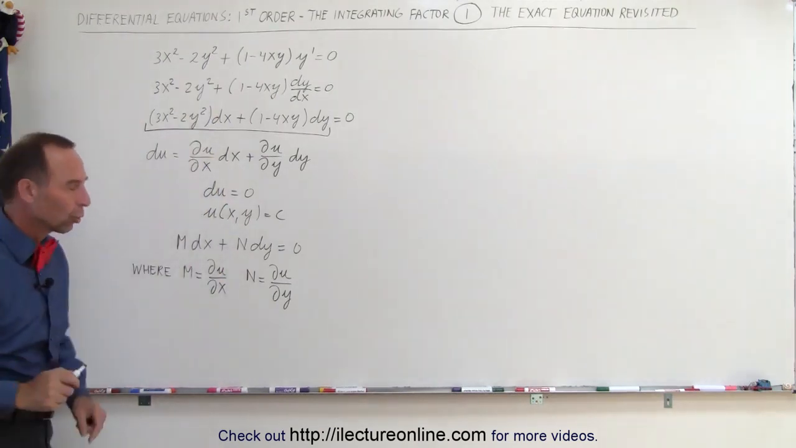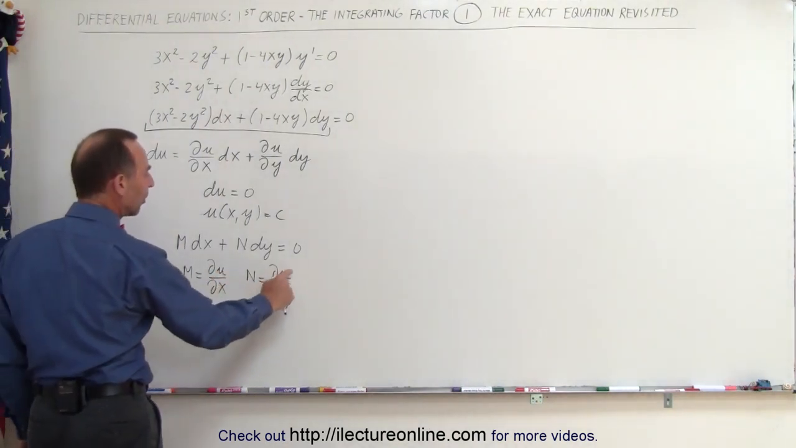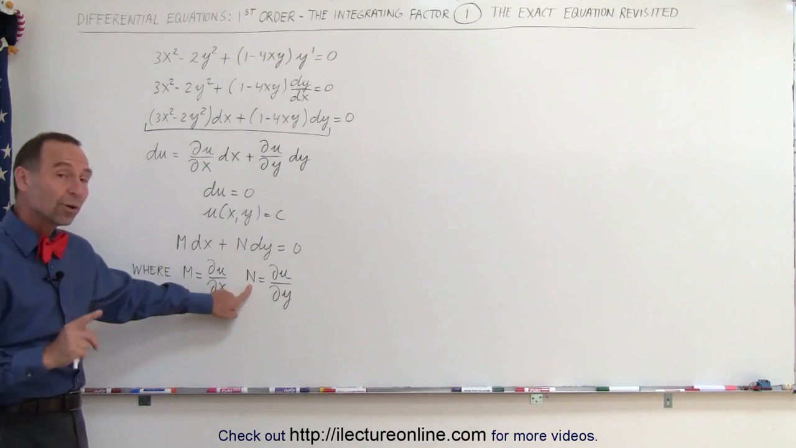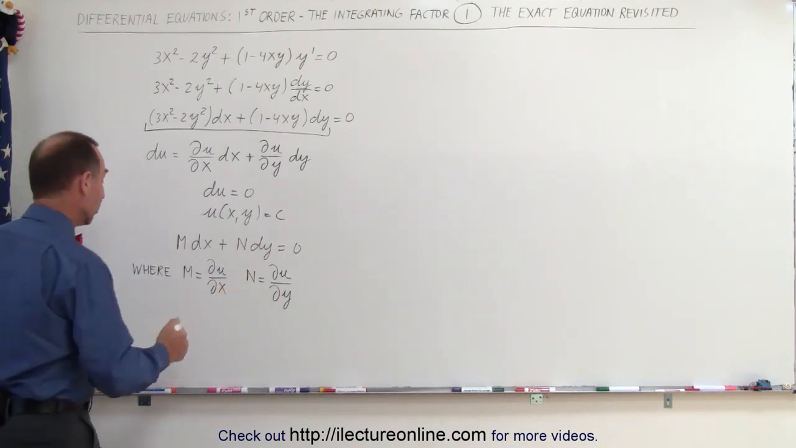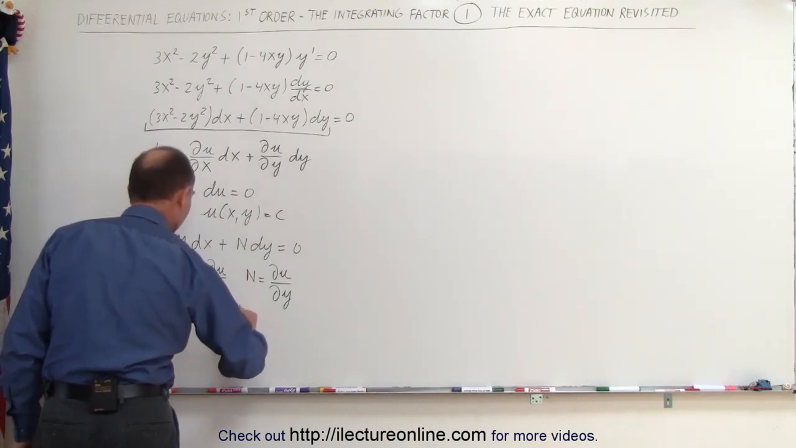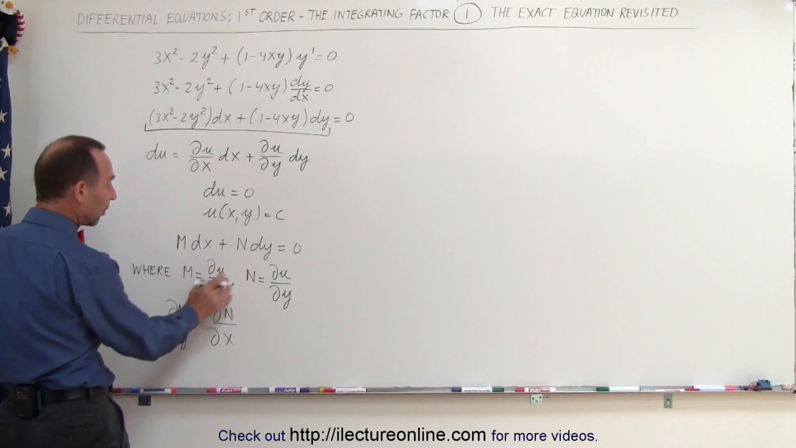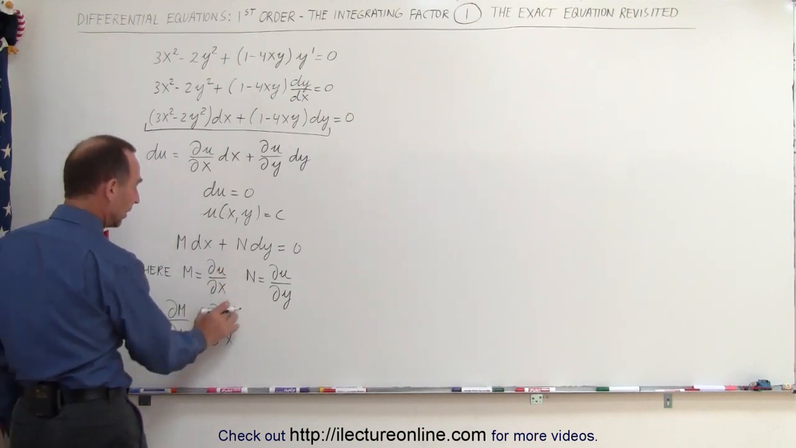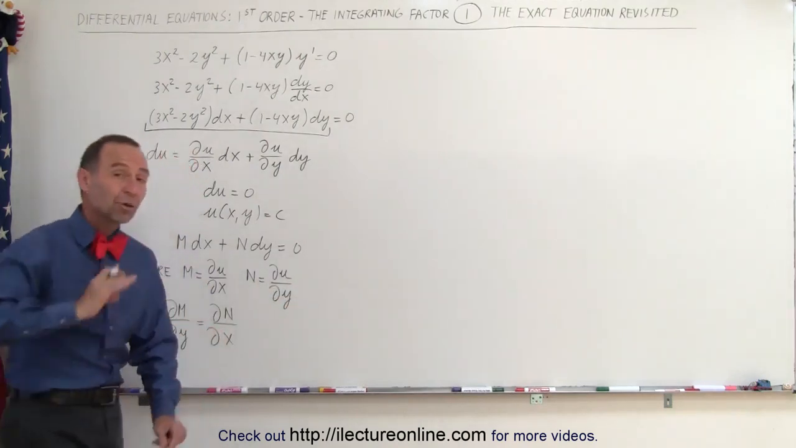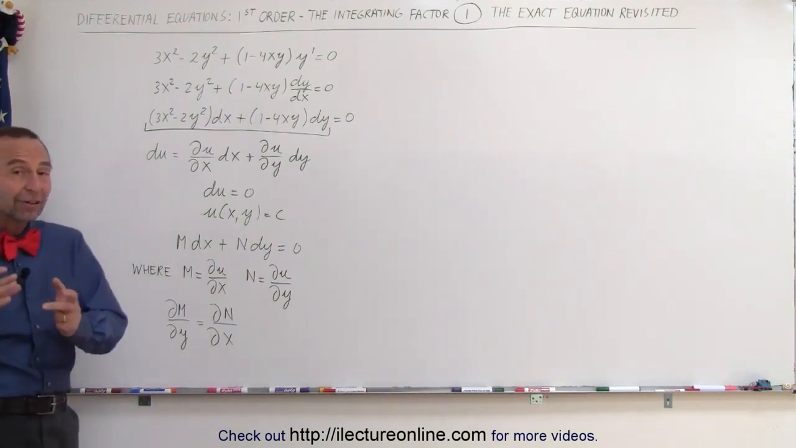and then we can find a solution to this first order differential equation. So if M is the partial of u with respect to x, and N is the partial of u with respect to y, and we take the partial of M with respect to y and the partial of N with respect to x, they should be equal to one another. The partial of M with respect to y is really the partial of u with respect to x and then y, and the partial of N with respect to x is the partial of u with respect to y and then x, so they must be equal to each other. If they're equal, then the equation is exact and we can find a solution for it.